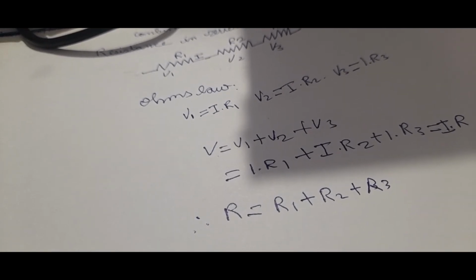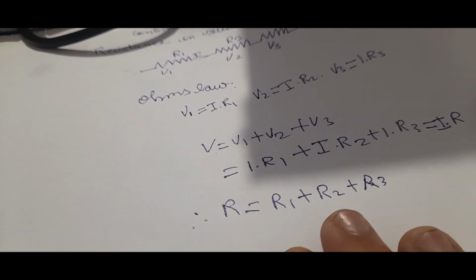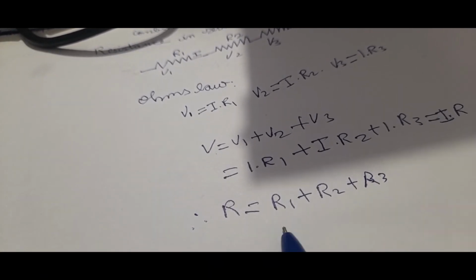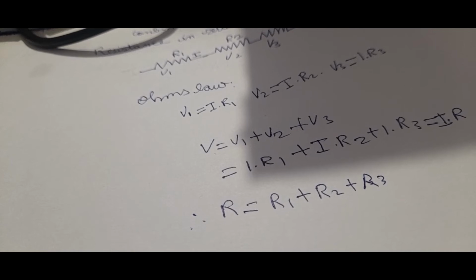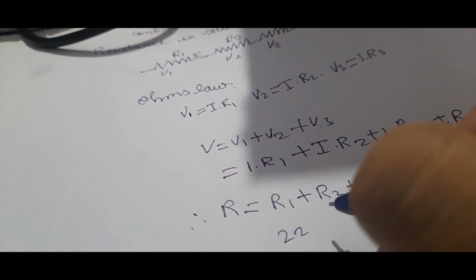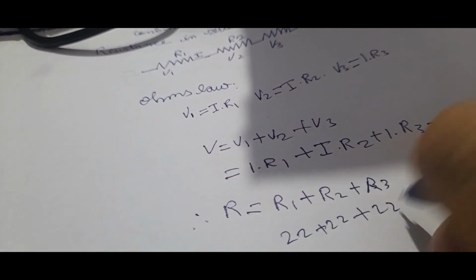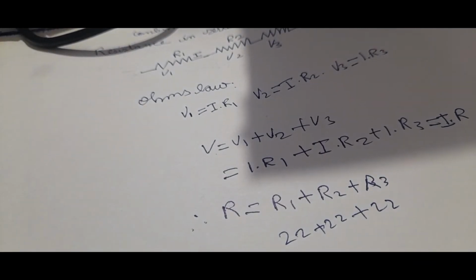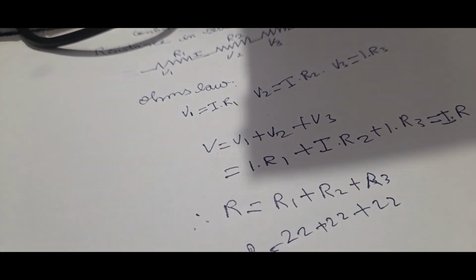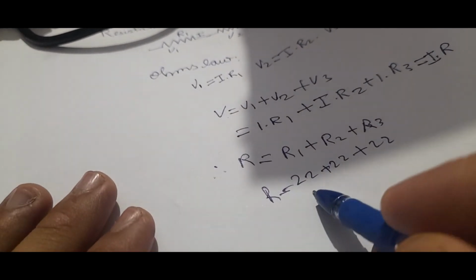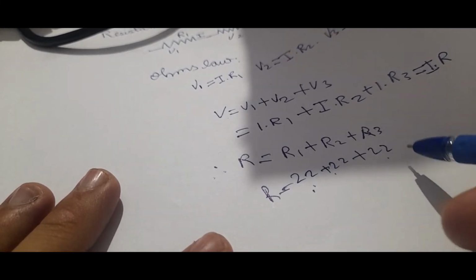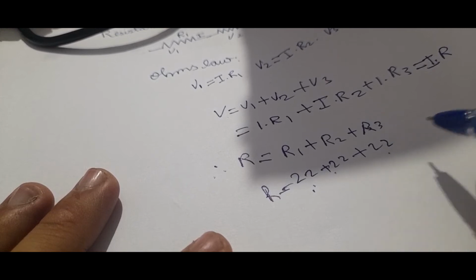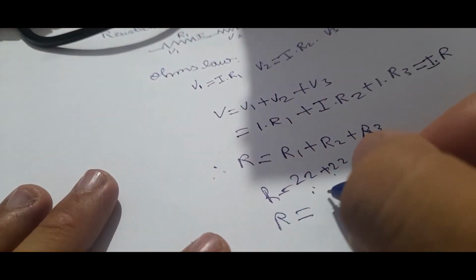The resistance in that circuit will be the combination of these 3 resistances, which we have connected in series. Like I am having 3 resistors of 22 ohms in series. So what will be the R? The value of resistance will be 22 plus 22 plus 22, which is 44 plus 22, so we are having 66. The value will be 66 ohms.